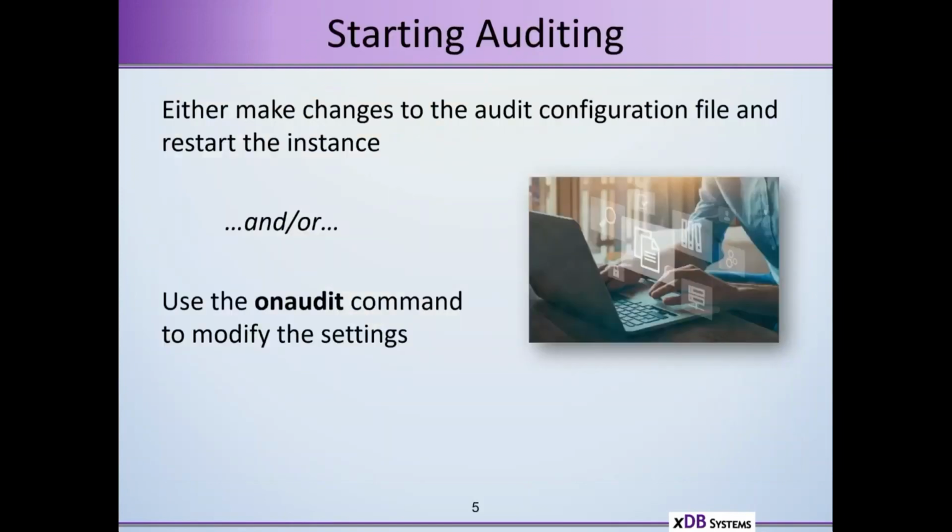Starting auditing is very simple. We either modify a configuration file, in the same way you might modify the onconfig. Auditing has its own configuration file that you can change, and then you restart Informix to enable auditing. Or you can do it without taking the database down, using the onaudit command. The onaudit command is one of two commands that you'll use a lot with auditing.